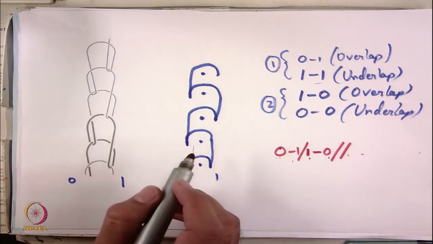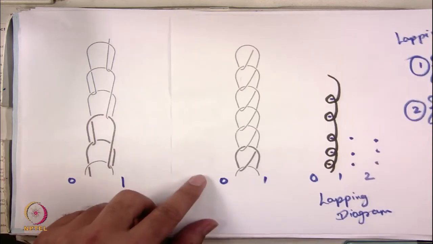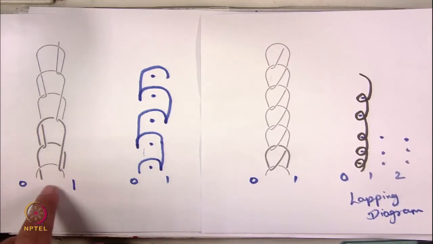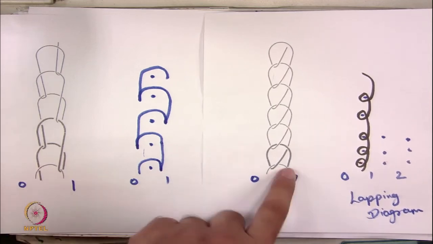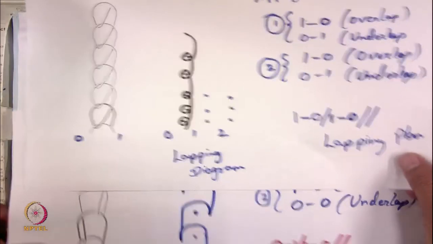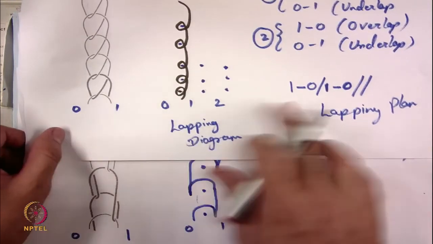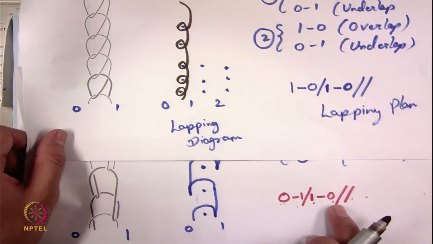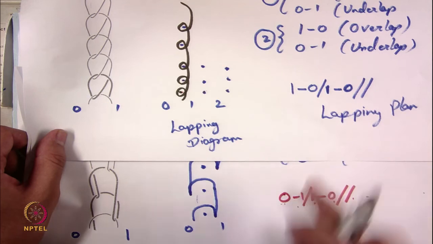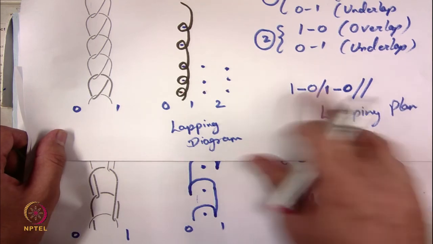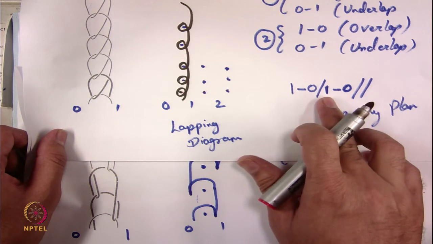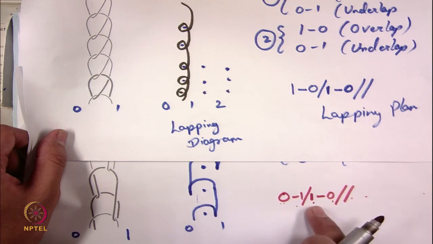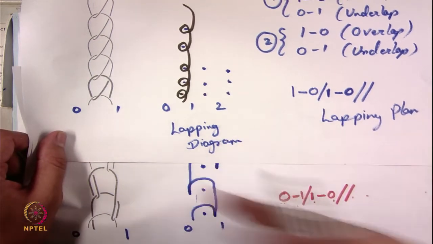So how is this different from this one? If you carefully see, here the nature of loops becomes different. If you see the lapping diagram, this one is 1 0 0 1 1 0, here 0 1 1 1 1 0. So here 1 to 0 is overlap, so overlap is one pitch. Underlap is also one pitch, 0 to 1. But here overlap is one pitch, but 1 to 1 underlap is nothing, so underlap is 0 position.